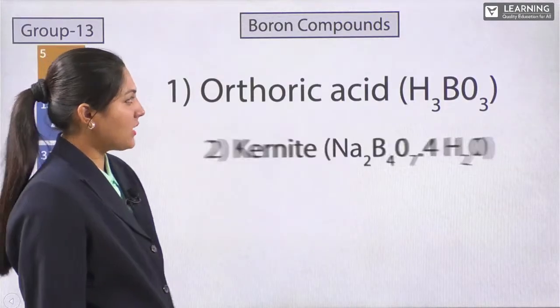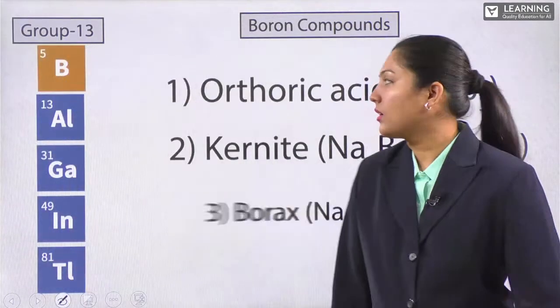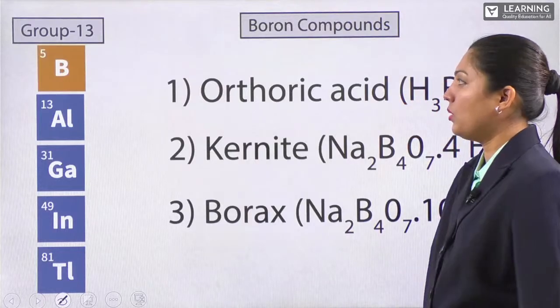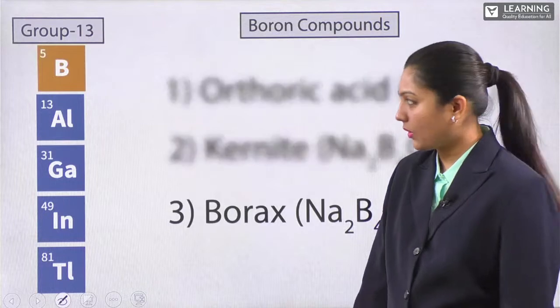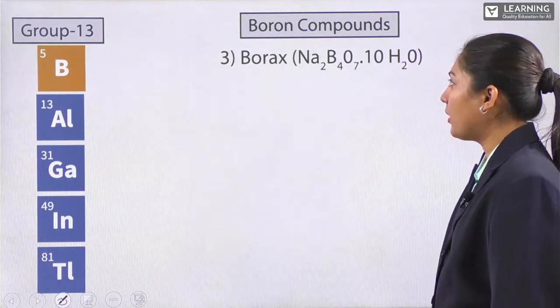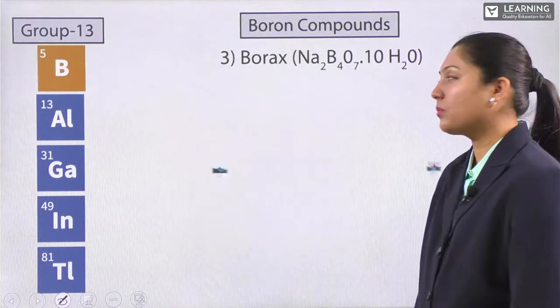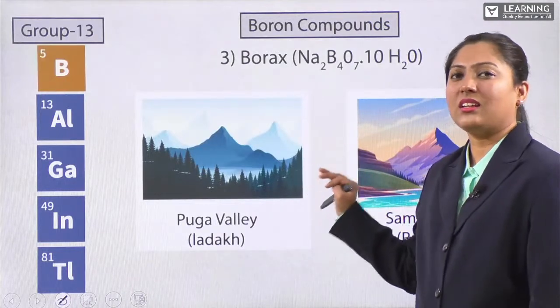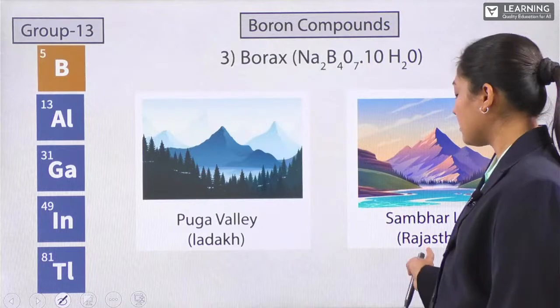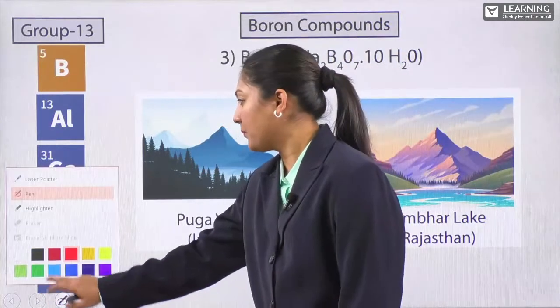Boron compounds, as we said, these are the three boron compounds: orthoboric acid, kernite and borax. So borax is very important in our life. As I said, we use this in our daily life, and these are the places where we find it.